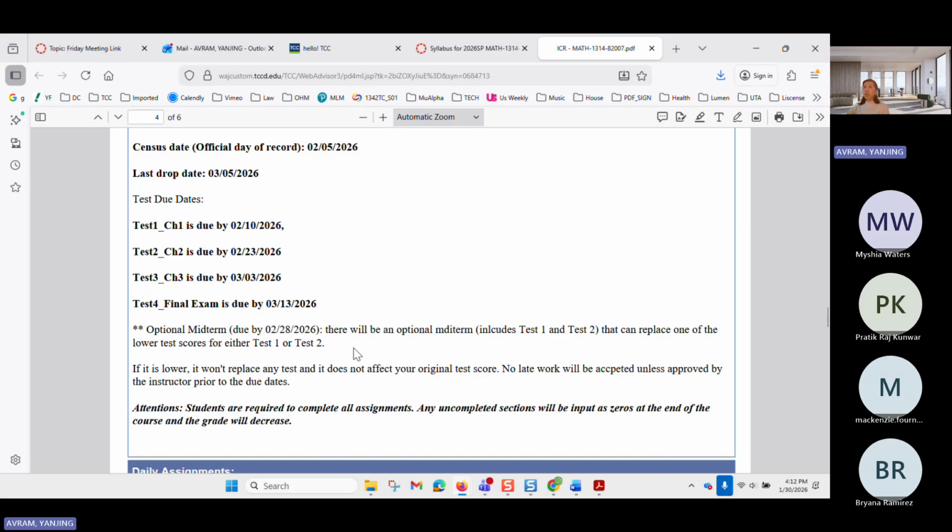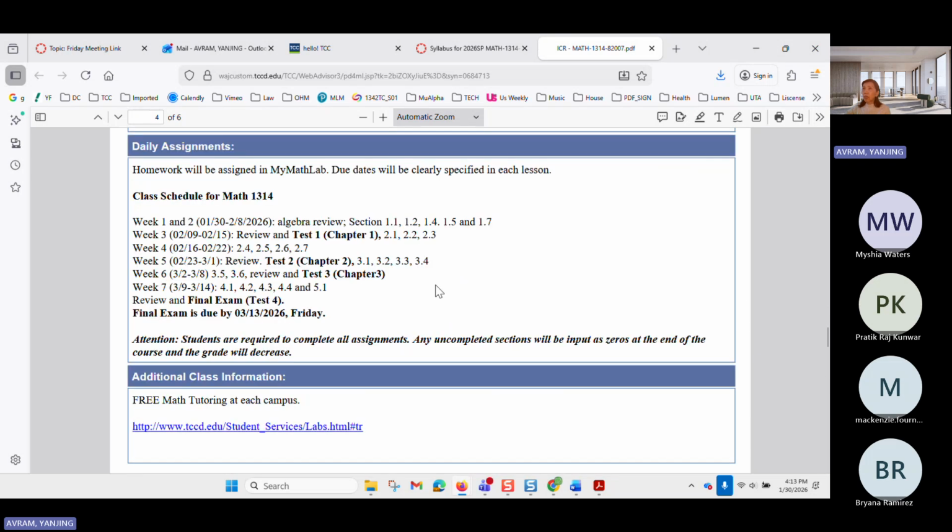But some people say, how about if I test lower? Well, if you test lower, it won't hurt you. It just won't replace any test. All right, so I will encourage everyone to do the optional midterm. So that is the grading.